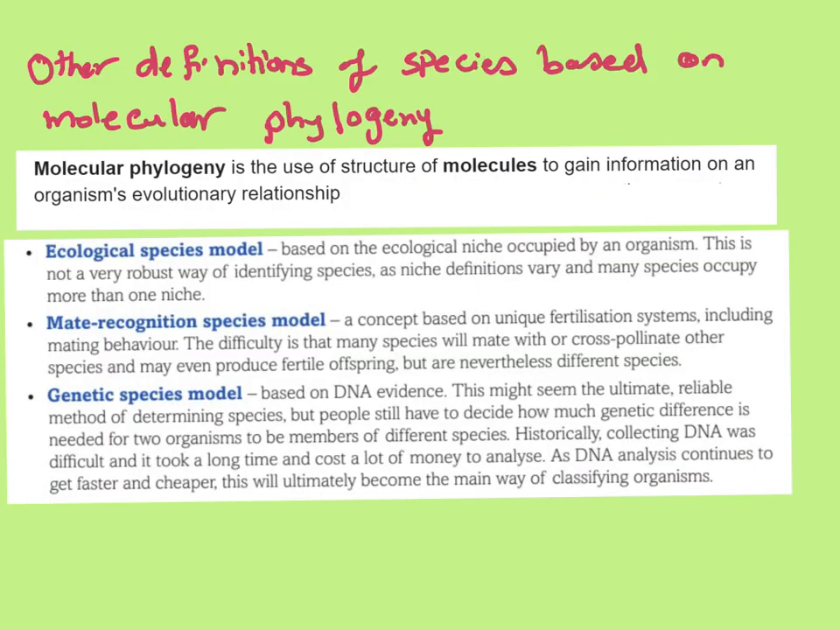Another definition of species is based on molecular phylogeny. What is molecular phylogeny? Tala, may you read the definition? Yeah, so what do we understand by the structure of molecules? What molecules are we concerned with? Mainly proteins and DNA. So we classify living organisms, or we put the evolutionary relationship between organisms, based on the similarities and differences in their protein structure and DNA structure. We call this molecular phylogeny, meaning classification based on the structure of molecules.